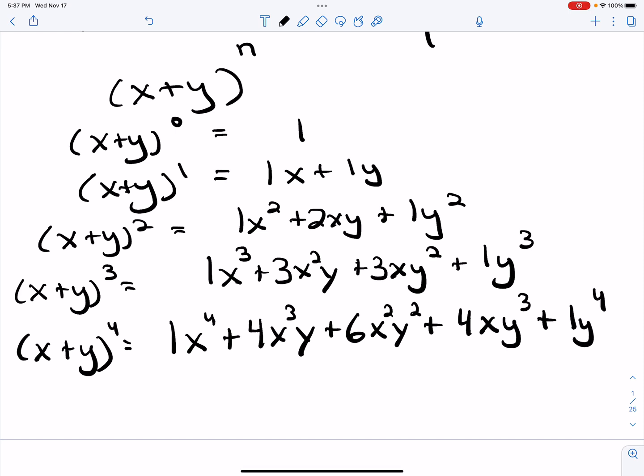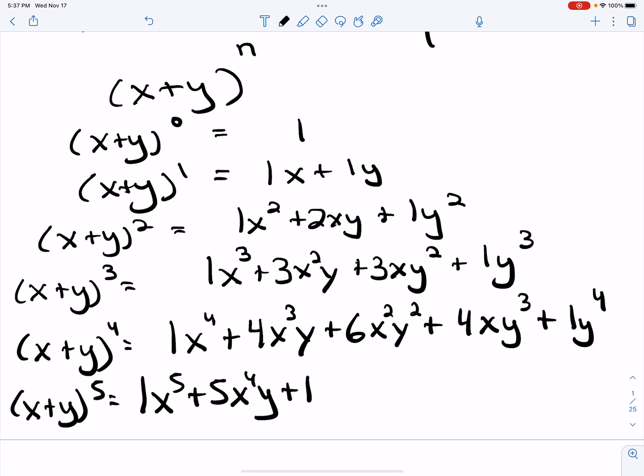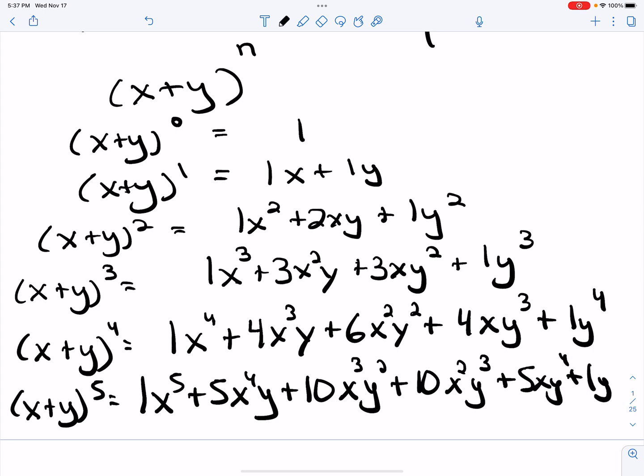And I don't know if you've spotted it yet, but you might start to see how this relates to Pascal's triangle, the thing that I just had up above. Let me do one more, x plus y to the fifth. 1x to the fifth plus 5x to the fourth y plus 10x cubed y squared plus 10x squared y cubed plus 5xy to the fourth plus 1y to the fifth.